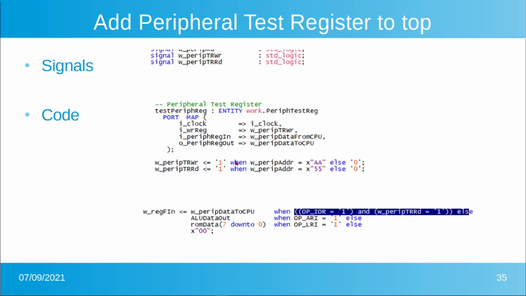We'll make that write strobe, the write select, go high when the peripheral address is 55. We'll make that read go when the peripheral address is AA. Adding something down in here into the register file input data mux, we'll add if it's a read instruction and that peripheral read is here, then take that peripheral data to the CPU and move it into the register file, and the rest here will stay the same.